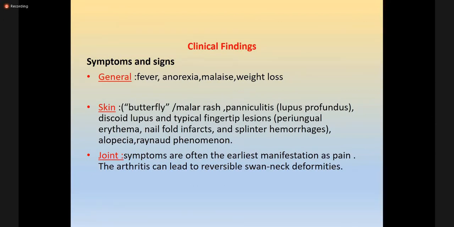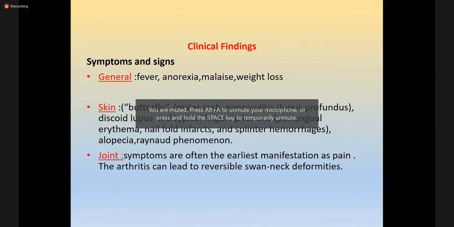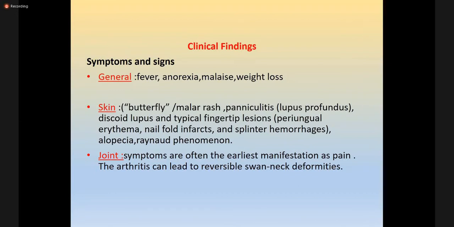And there may be your typical fingertip lesions, periungual erythema, nail fold infarcts you can get, and you may get splinter hemorrhages, the small black lines in the nails. There may be alopecia of a different type. There may be a generalized alopecia, or there may be localized alopecia. There may be associated scarring of the skin, or there may not be.